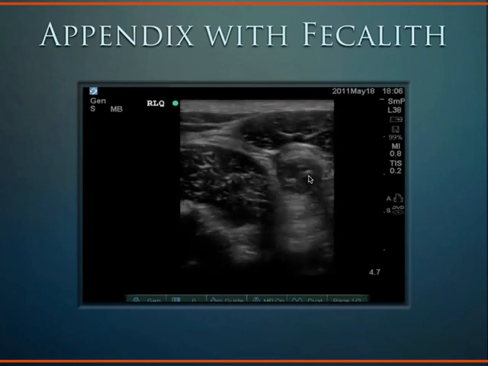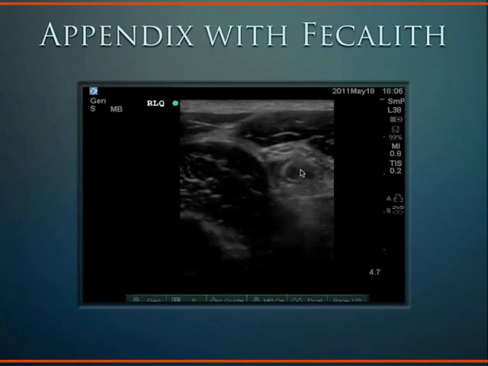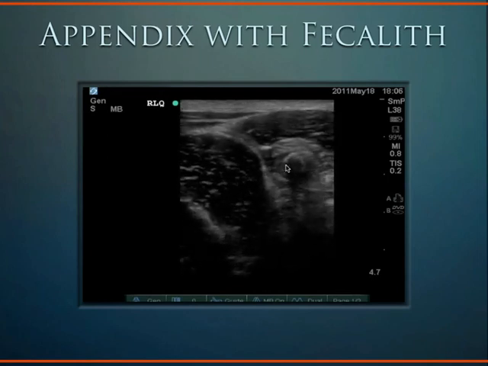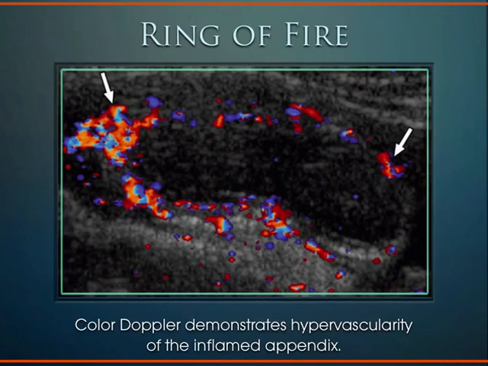Here is another one of those fecaliths. It looks just like a gallstone or a kidney stone, except it's in the appendix, and it's got that prominent shadowing there, and that's the cause of our appendicitis. And if you were to use color flow Doppler, you can actually see a hypervascularity around an inflamed appendix to confirm, if you wanted to, that you're looking at an inflamed structure. Not necessary, but kind of elegant when you can see it like that.